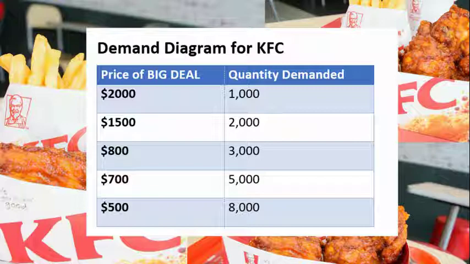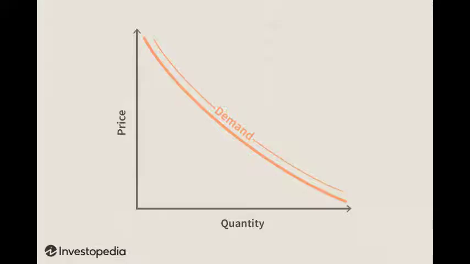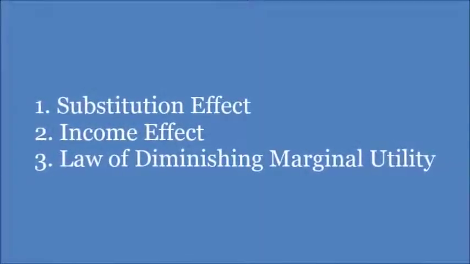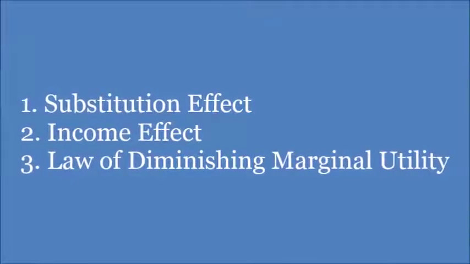To represent this scenario in the market, we would use a demand curve diagram consisting of price and quantity, which looks like this. This is a downward sloping curve, which occurs due to the substitution effect, income effect, and law of diminishing marginal utility.